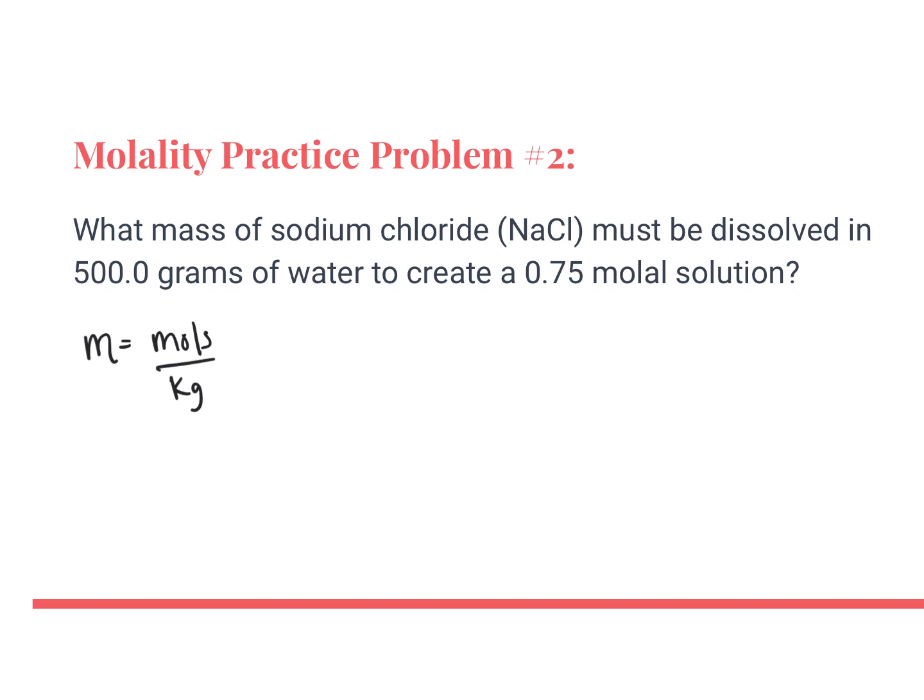So I'm just gonna plug. So my molality is 0.75. Okay. I'm gonna call moles X. And we know it's 500 grams of water. However, what unit does water have to be in? Okay, it has to be in kilograms. So 500 grams is the same as 0.500 kilograms. Okay. You with me there? Okay, so how do we solve for X? Okay, multiply these two numbers. So what's 0.75 times 0.5?